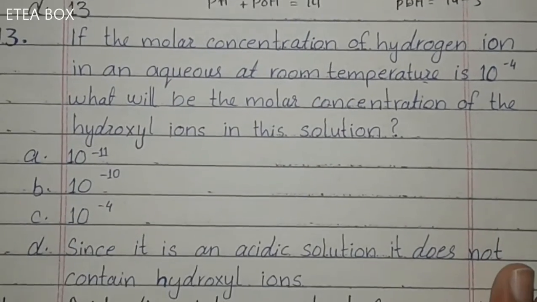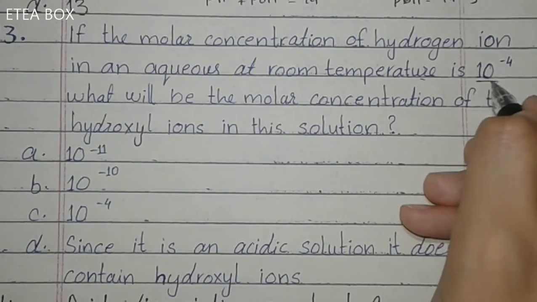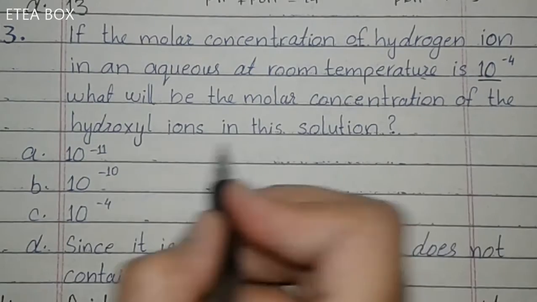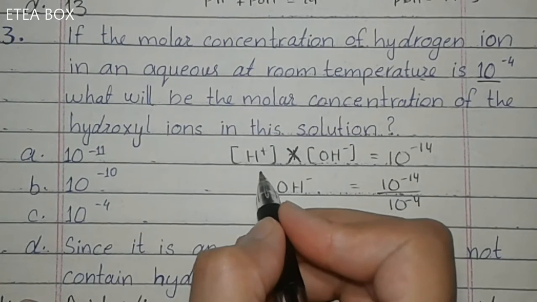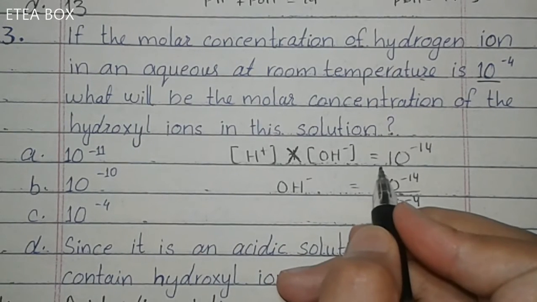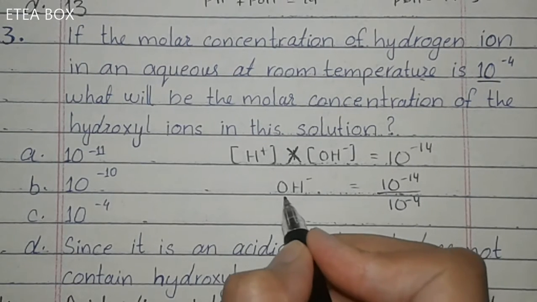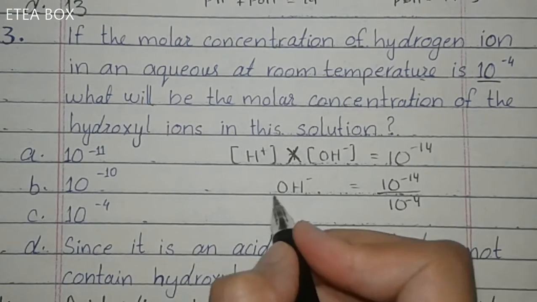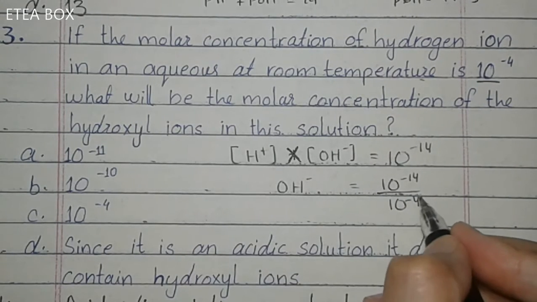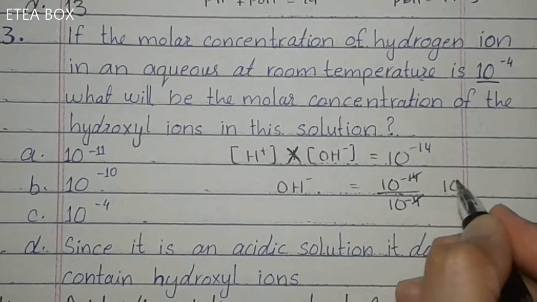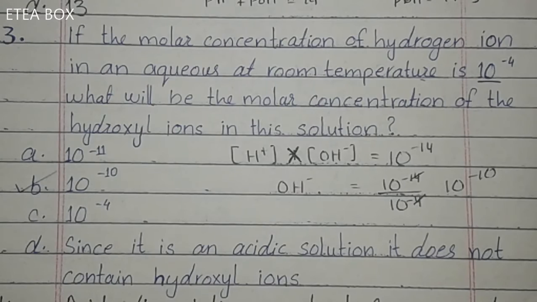Now look at the next one. If molar concentration of hydrogen ion in aqueous solution at room temperature is this one, okay, what will be the molar concentration of hydroxyl ion in the solution? Now here look, we know that hydrogen ion multiply hydroxyl ion is equal to 10 power minus 14, okay, this one is the equation. Now look, here the required is hydroxyl ion. So we know that hydrogen ion is 10 power minus 4, so bring it in division here, so you will get 10 power minus 10 hydroxyl ion concentration. So here option B is correct.